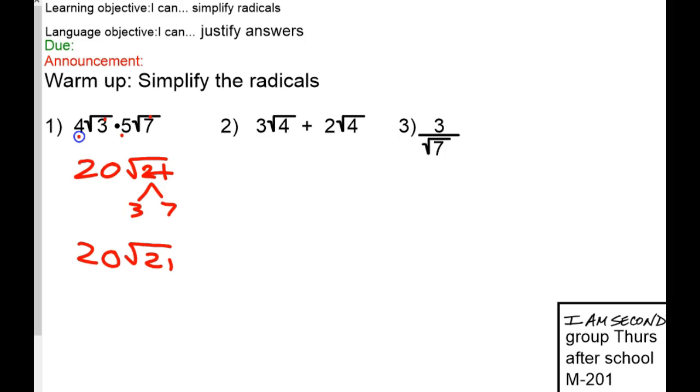Now that's multiplying. Outside, outside, inside, inside. But adding is only on the outside. Do not add inside square roots. Cool? So I'm going to add 3 plus 2 and get what? 5 for my coefficient. And then my square root does not add or multiply. So it's not 16, it's not 8, it's still square root of 4. Okay?